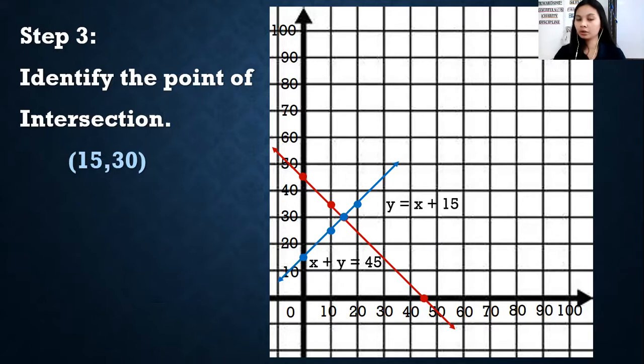Okay? So, di ba, kung naalala nyo dun kanina sa mga graph na pinakita ko, kapag intersecting lines, we only have unique solution. So, ibig sabihin, we only have one solution for it. Okay?